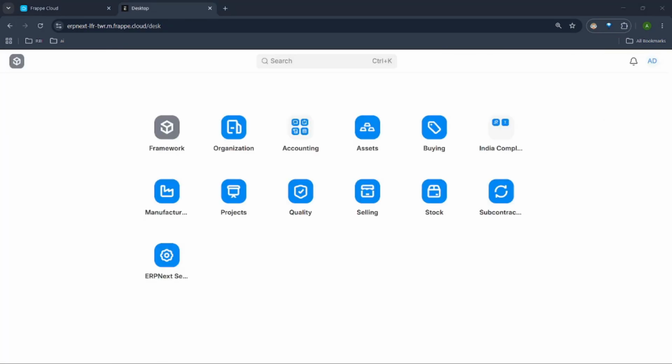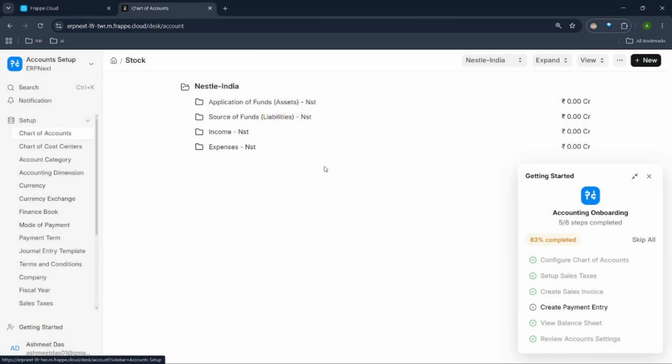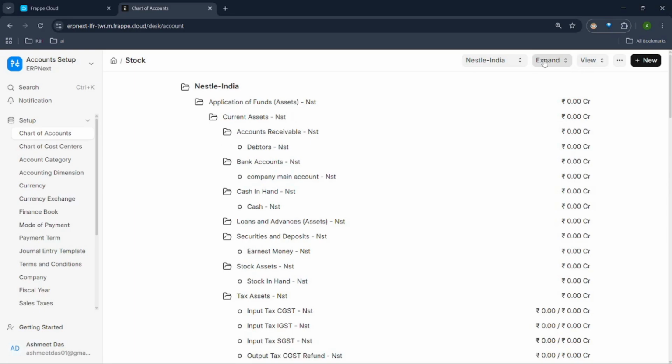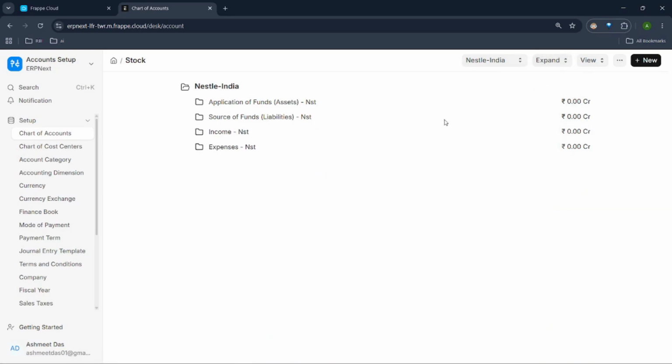Let's set up our accounts for Nestle for closing Nestle's books at the local financial year, starting from the chart of accounts. Here in the account setup, the chart of accounts is shown. The chart of accounts records all accounts related to business activities or financial operations of the company. The chart of accounts in ERPNext can be seen as a tree-like structure, which has five main roots.